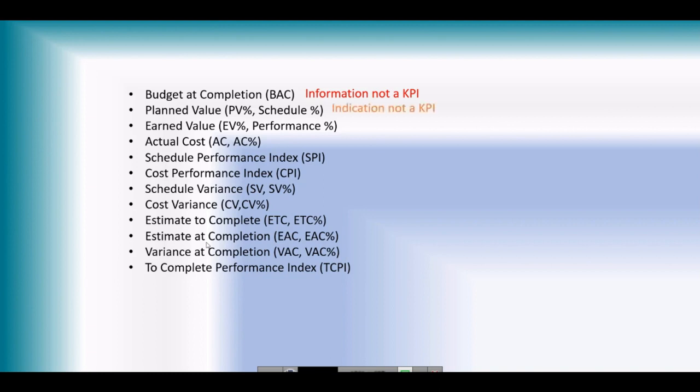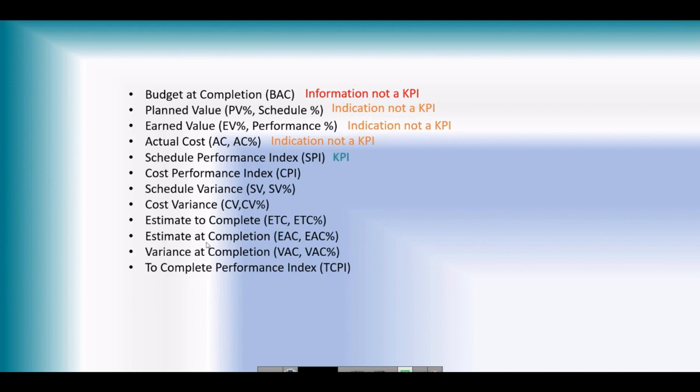Planned value is just an indication that 50% of the project is planned, 60% is planned, 40% remaining. So it is just giving you an indication of how much is planned and how much is remaining. Earned value is also an indication. It tells you that 50% you have earned, 50% of the scope of work is finished, 50% is remaining. So it indicates only how much you have done and how much is remaining. Similarly, actual cost is also an indication. It tells you how much cost you have spent and how much is still remaining. So this is not giving you any conclusion, it's only giving you information, an indication.